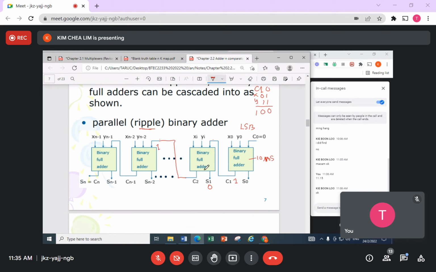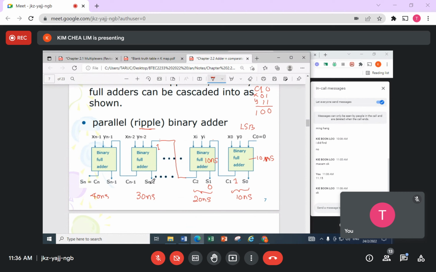This one, the result can only be correct after the addition here, another 10 nanoseconds. So I will get the correct result for this one after 20 nanoseconds. This one here is after 10 nanoseconds. So let's say I have only 4 bits. After 30 nanoseconds, the correct result comes out. After 40 nanoseconds, all results come out. So in the middle, before the 40 nanoseconds, I may find that my S and C outputs here may vary and change.